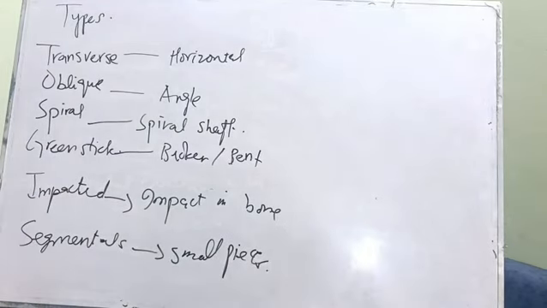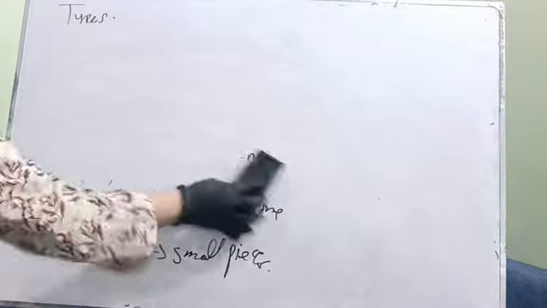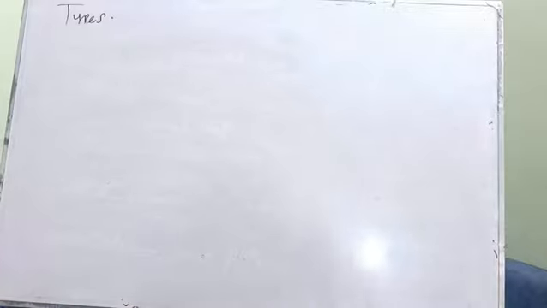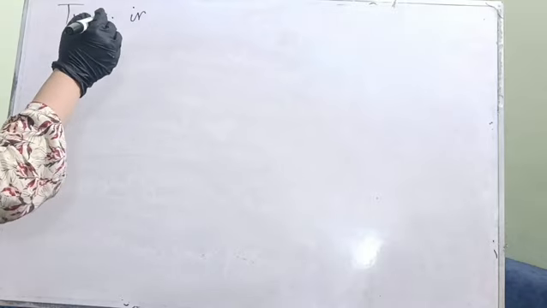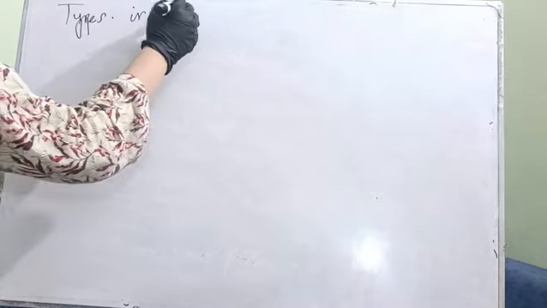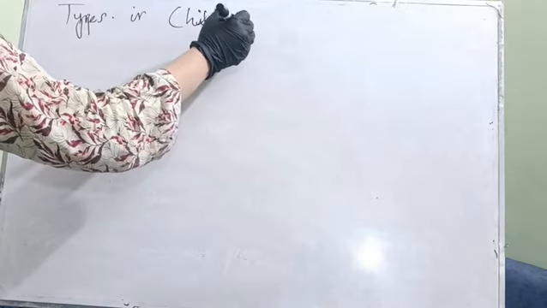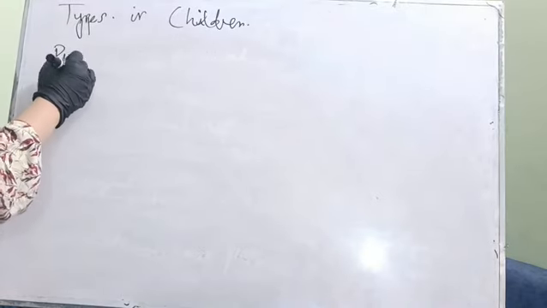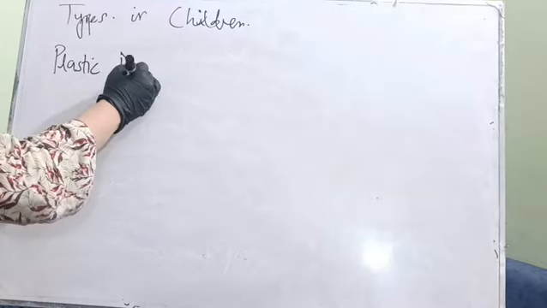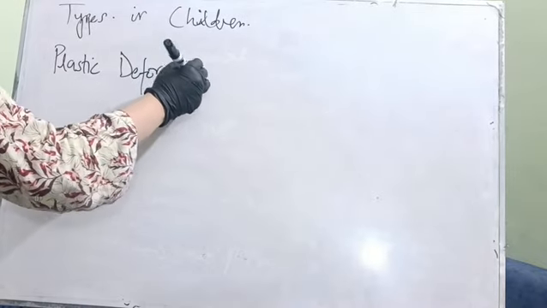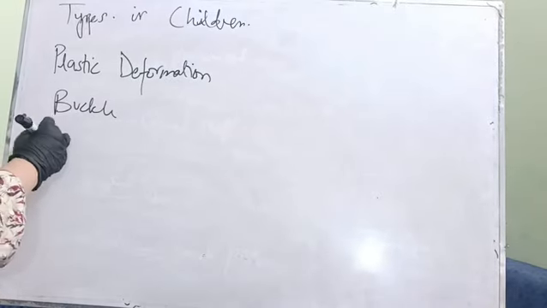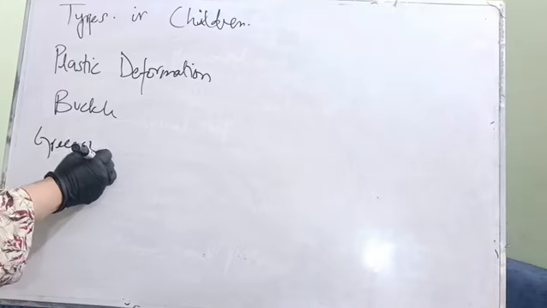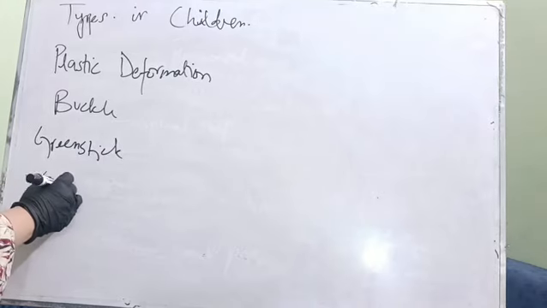Now we will learn about what are the types of fractures in children. That is plastic deformation, buckle, green stick, and complete.